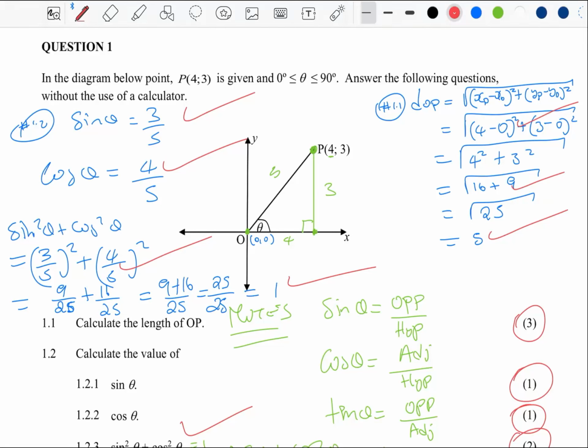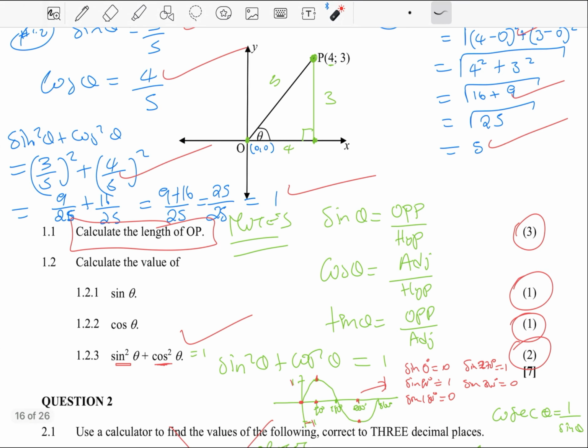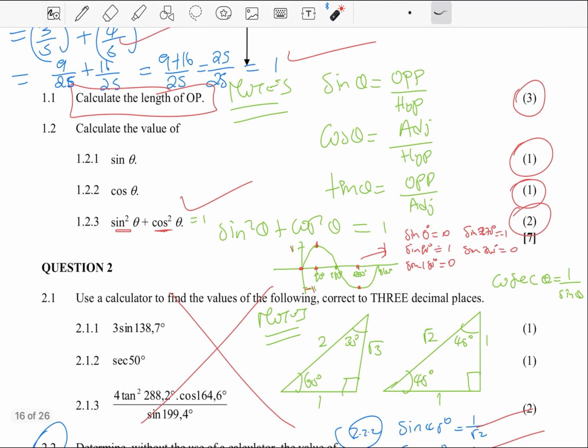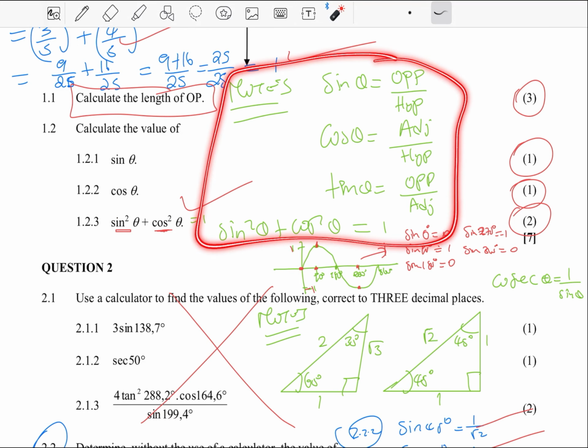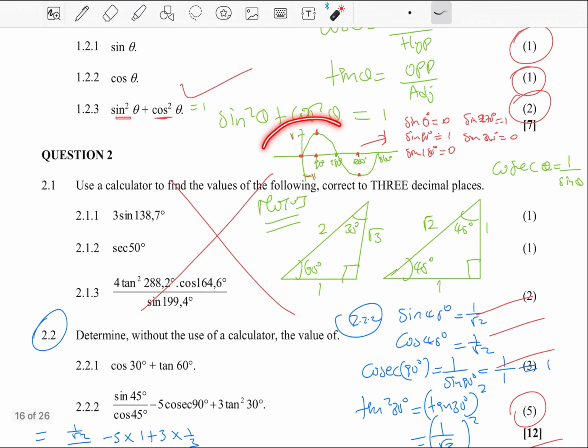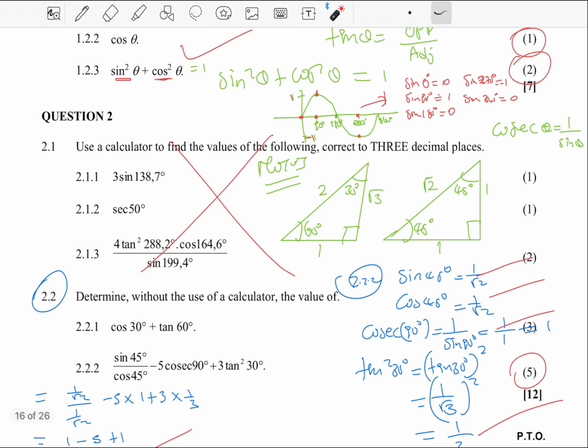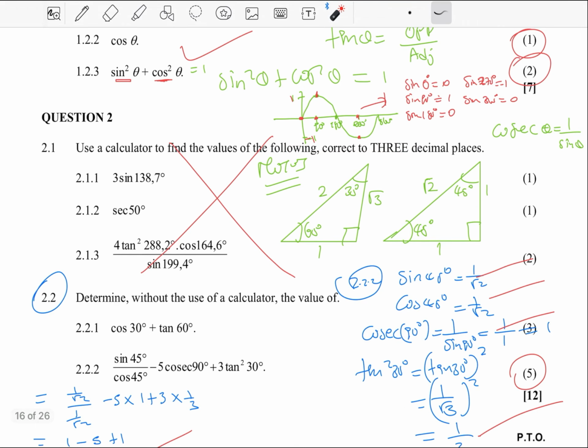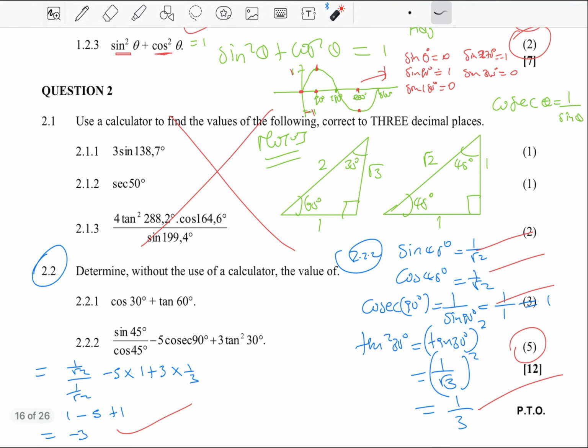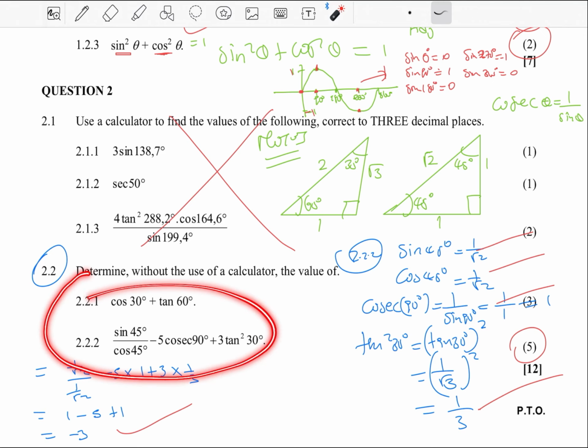We're going to be learning how to calculate the length between 2 points, and then you're going to be learning how to calculate the value of sine theta, cos theta, sine squared theta plus cos squared theta, and these are some of your notes. And then these are some of the other notes you're going to learn about the sine theta graph. You're going to learn about these important triangles, and you're then going to learn how to determine these without the use of the calculator, which is very important for questions.